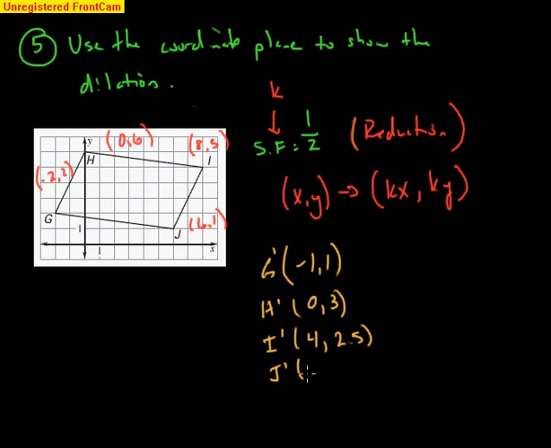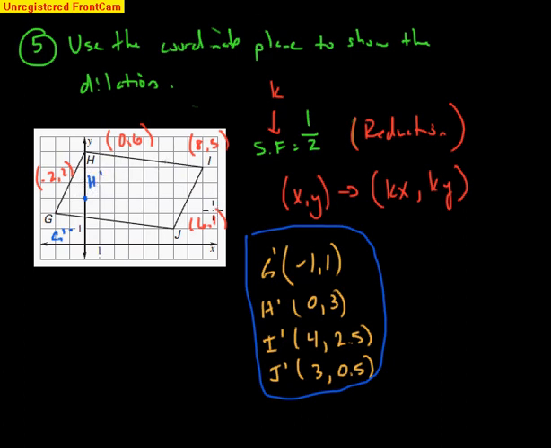And then J, its coordinates are 6, 1. Take half of 6, that's 3. And then a half as the y coordinate. So now in blue, I'm going to graph G prime, H prime, I prime, J prime. Okay, so these are the new coordinates. G prime -1, 1. H prime 0, 3. I prime 4, 2 and a half. And J prime 3 and then 1/2.